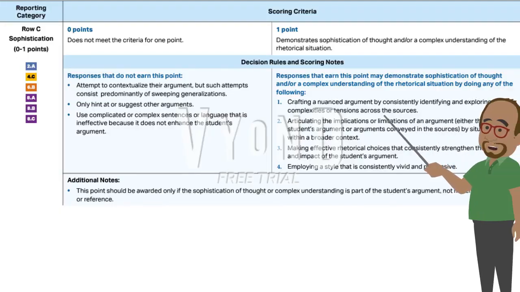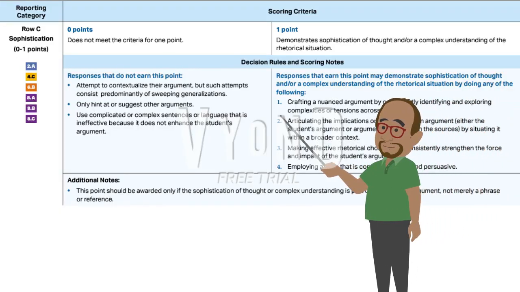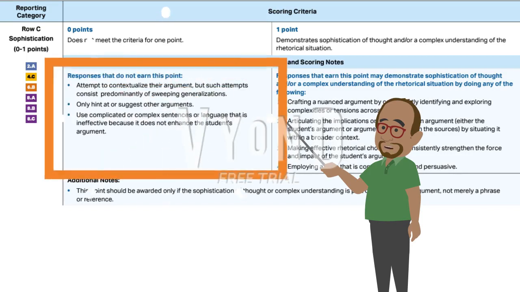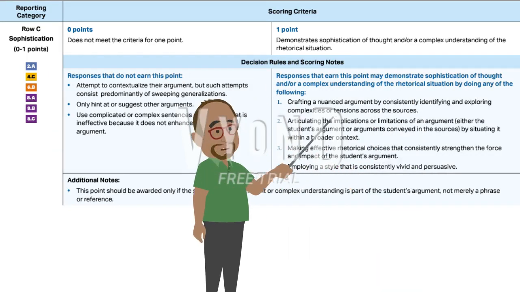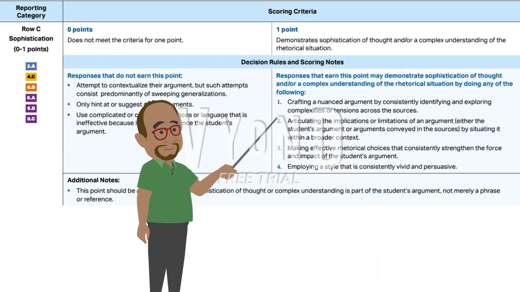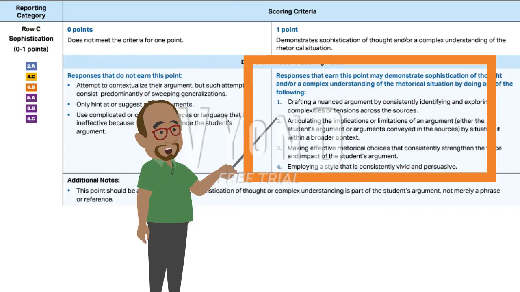The final rubric component is the sophistication category, also sometimes known as the style category. Essays that try to contextualize an argument or suggest multiple viewpoints on an issue without fully exploring them won't earn this point. These essays tend to use sweeping generalizations and overused phrases like, "in today's society." Students also won't earn this point by trying to sound fancy with complex-sounding language that doesn't actually add anything to the argument.